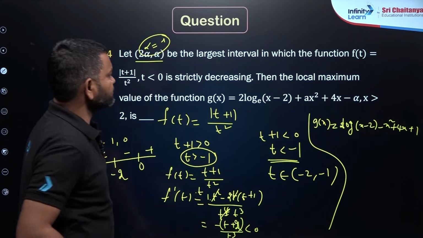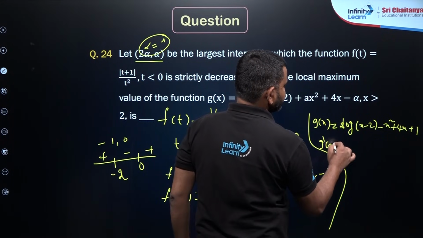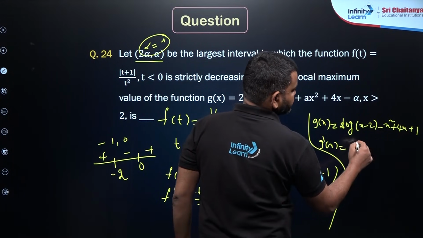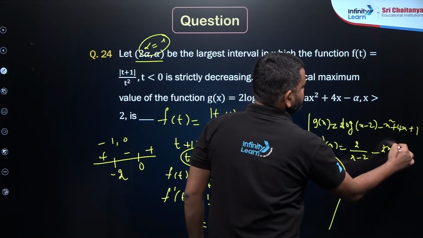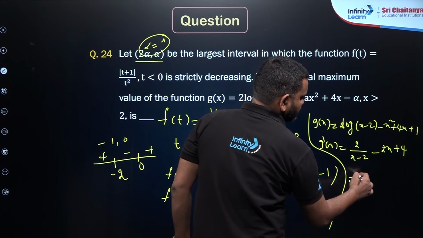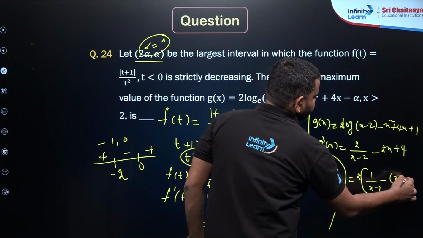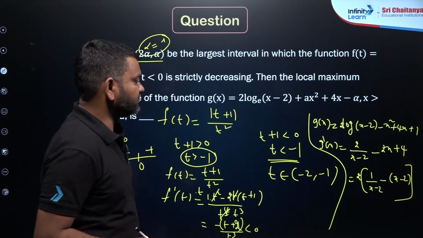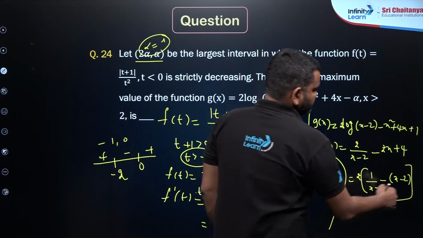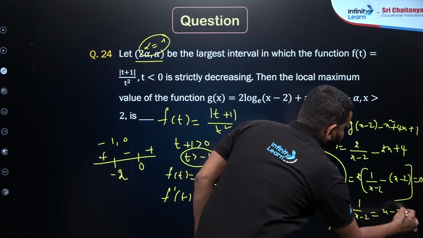And what am I supposed to find? Local maximum of this. So g dash x I need to find. So g dash x, if I am trying to find, this is 2 by x minus 2 minus 2x plus 4. So 2 overall if I am taking common, 1 by x minus 2 minus x minus 2 is what I am getting. So to get a maximum value of this one, if this is equal to 0, 1 by x minus 2 is equal to x minus 2.